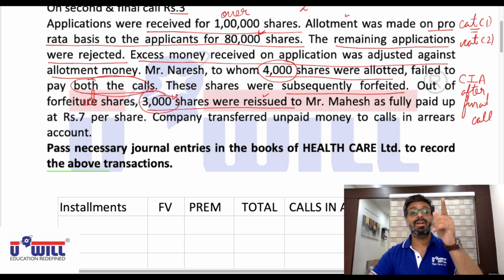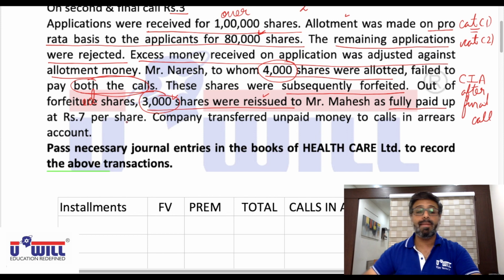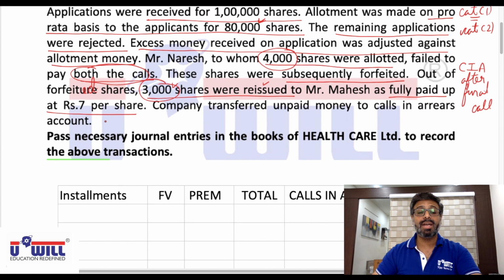So amount forfeited will have to be divided in two parts. 3,000 shares were reissued to Mahesh as fully paid up at rupees 7 per share. Fully paid up at rupees 7. So against 10 rupees, 7 is collected, means 3 rupees is discount.